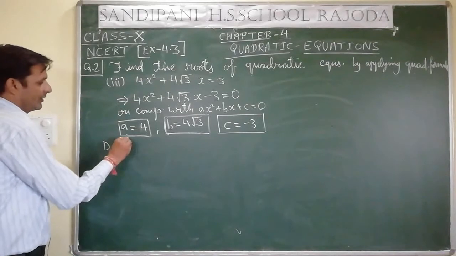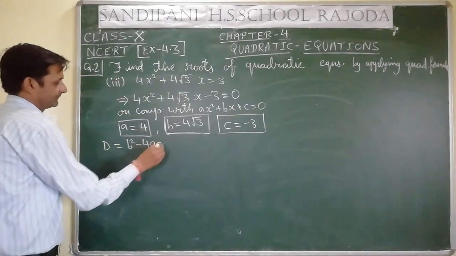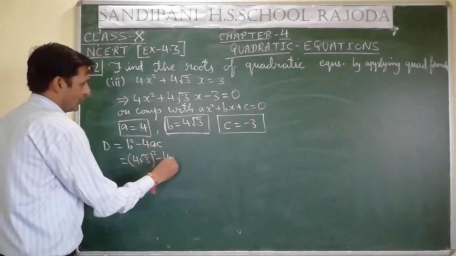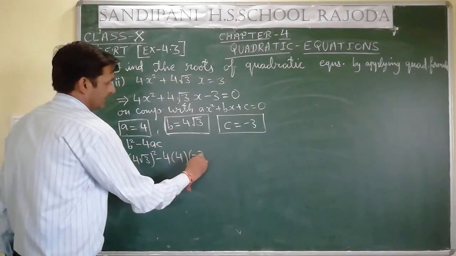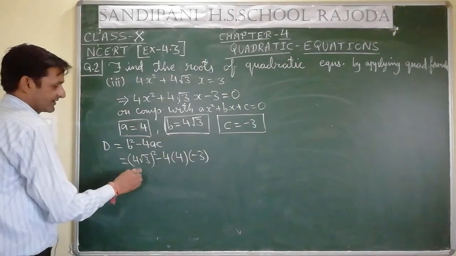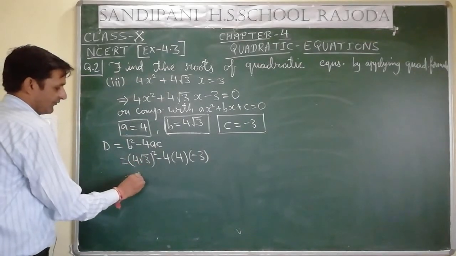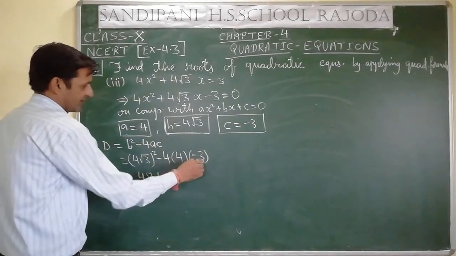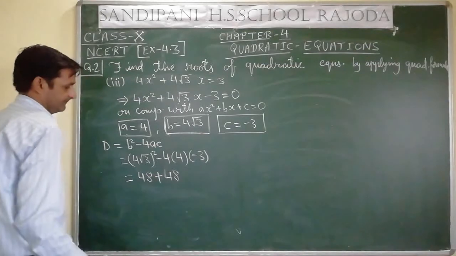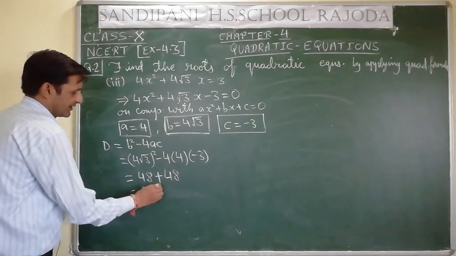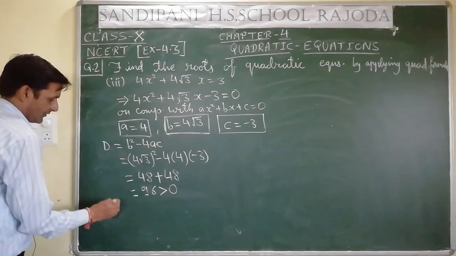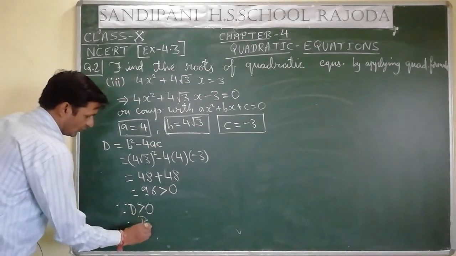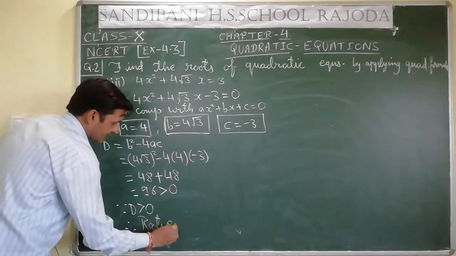Now d is equal to b square minus 4ac, that is equal to 4 root 3 square minus 4 into minus 3, that is equal to 4 square is 16 and root 3 square is 3. 16 3s are 48. Minus into minus is plus, 4 4s are 16, 3s are 48. So it will become 96, that is greater than 0. So because d is greater than 0, therefore roots exist.